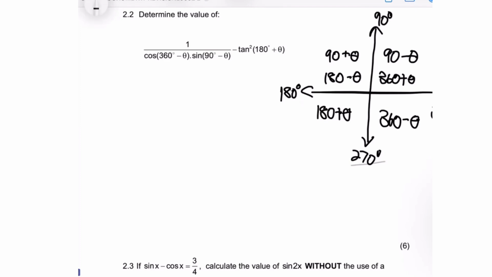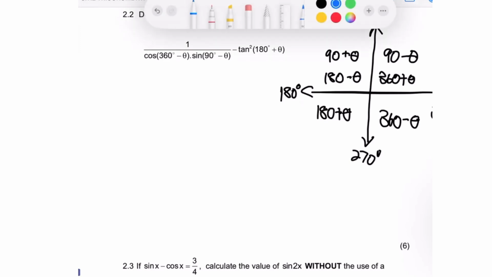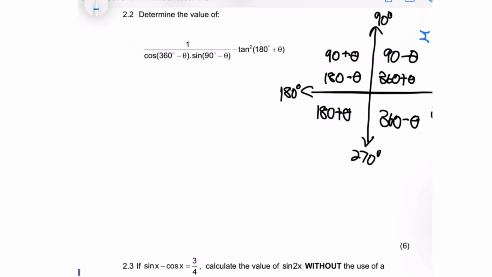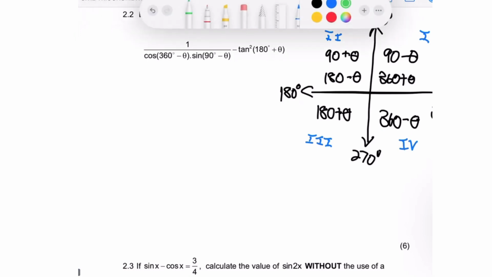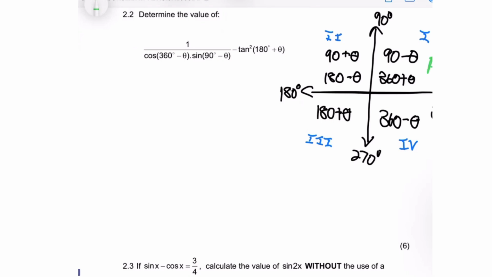Now we also know that this is first quadrant, second quadrant, third quadrant, fourth quadrant. In the first quadrant, all of them are positive. Second quadrant, only sin is positive. Third quadrant, only tan is positive. Fourth quadrant, only cos is positive. And this reads CAST, or All Students Take Coffee, All Students Take Coke, whatever you prefer, it's all good.